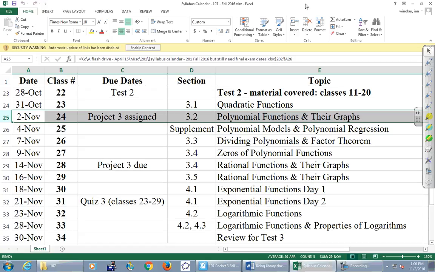Is that like a Monday? That sound right? I think it's a week from this coming Monday. So this project is due in about a week and a half. Today we're going to cover section 3.2, which is about polynomial functions and their graphs. Any questions on the calendar while we've got it up here?